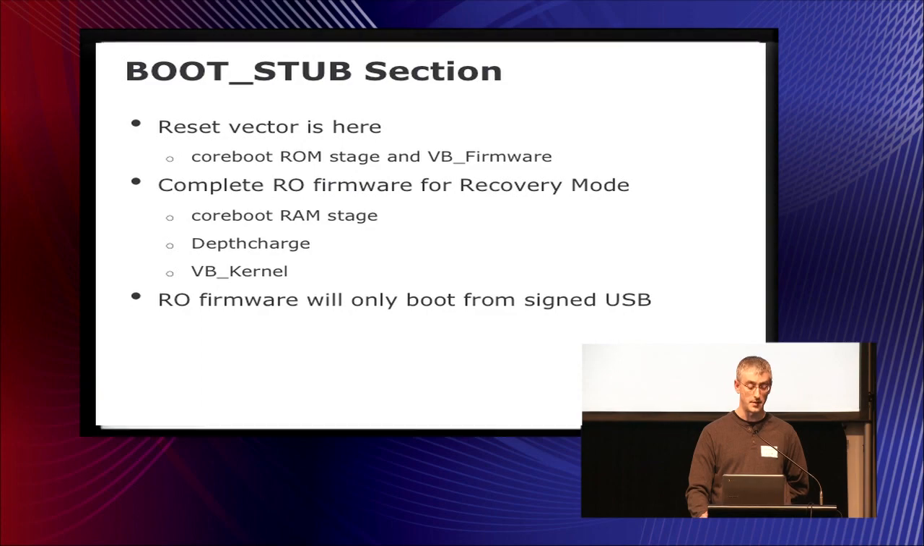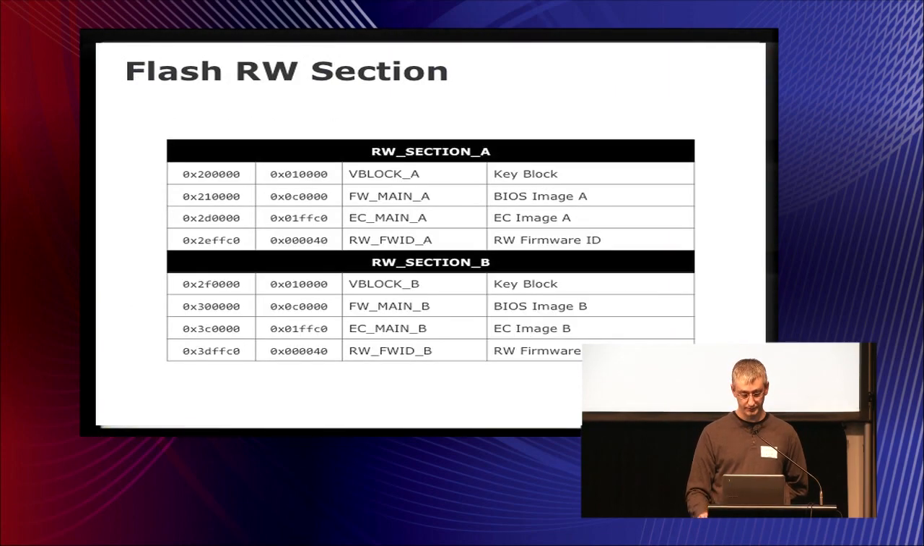It actually contains a full copy of the coreboot RAM stage, Depthcharge, and the VBoot kernel implementation. The one thing about this is that this read-only firmware will only boot off of a signed removable storage, so USB, but also SD cards that are not attached over USB. And this is to ensure that no one in recovery mode can also boot off of the disk. They can only boot a signed Google image for recovering the system.